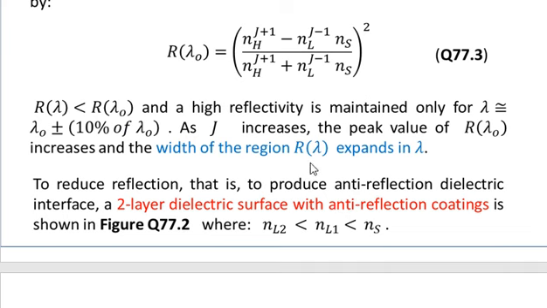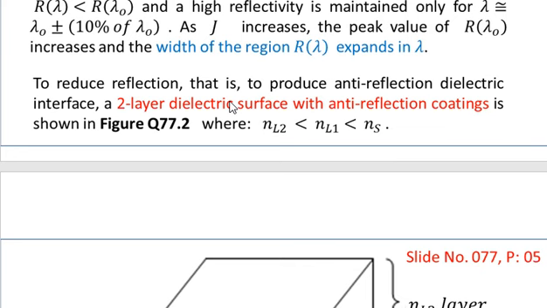As capital J increases, the peak value of R of lambda naught increases and the width of the region R of lambda expands in lambda. So you see that if you have an increased number of multi-layer dielectric materials, then of course you improve the peak value of R of lambda naught, but at the same time the spread of R of lambda will increase.